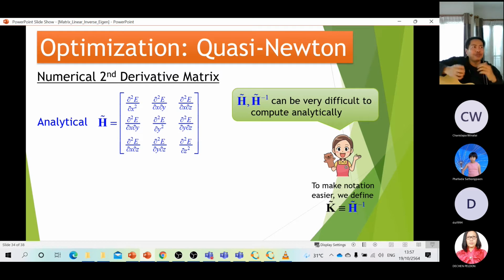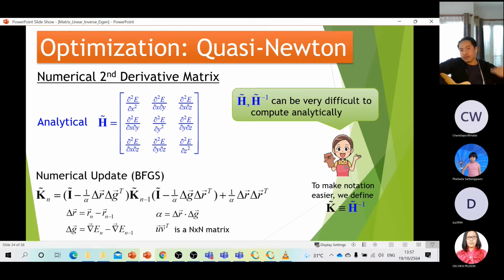you have a lot of notations, and it becomes very dirty notation if you don't do that. So let me define the inverse of Hessian as another matrix. Let's call it K matrix to make it simple of formula for us.